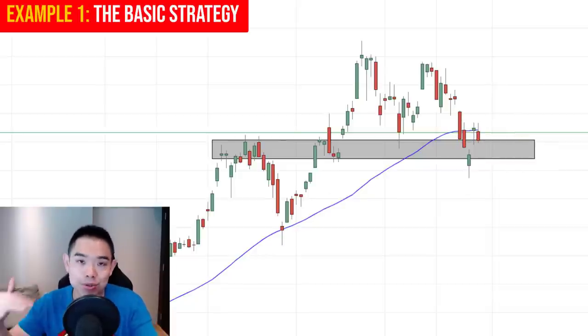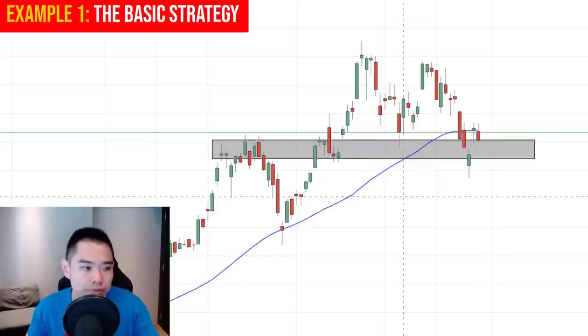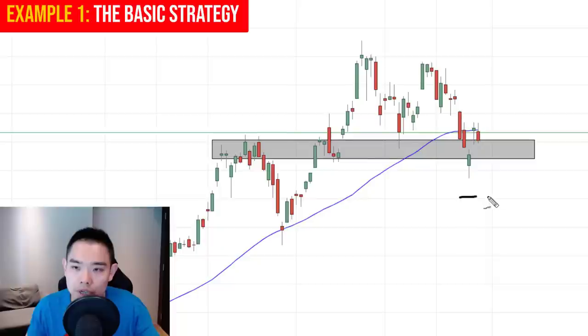So what I like to do is to actually set my stop loss a distance below support, a distance below the swing low. So my stop loss usually is somewhere about here. So you can see it's a distance away from these lows over here.